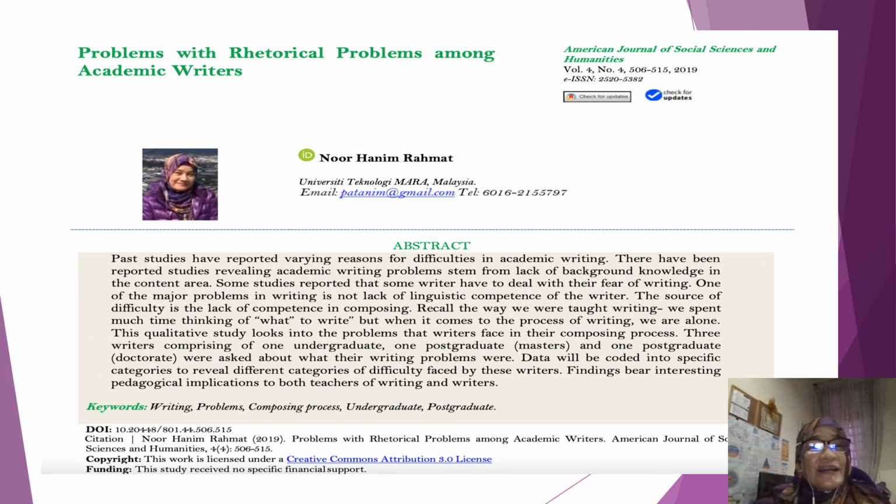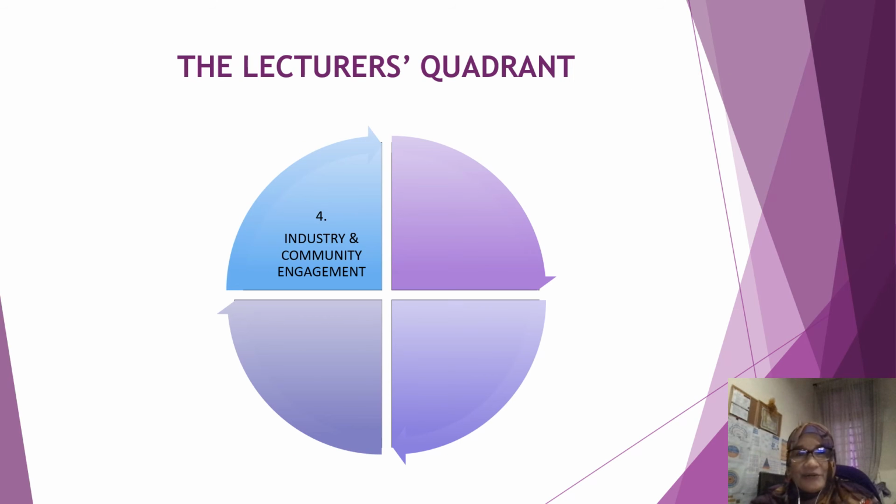And I like this one. After looking at my students write, after teaching writing for many years, I realized that there's a problem with the rhetorical problem. You've got to read it to know what I'm talking about. So I wrote a paper on problems with rhetorical problems. Okay, so that's it. We have covered the first quadrant, teaching. Second quadrant, innovation, and then this one is research and publication. Let's look at the last quadrant.